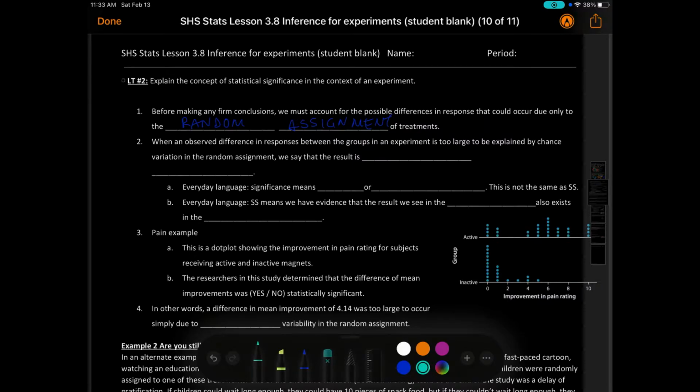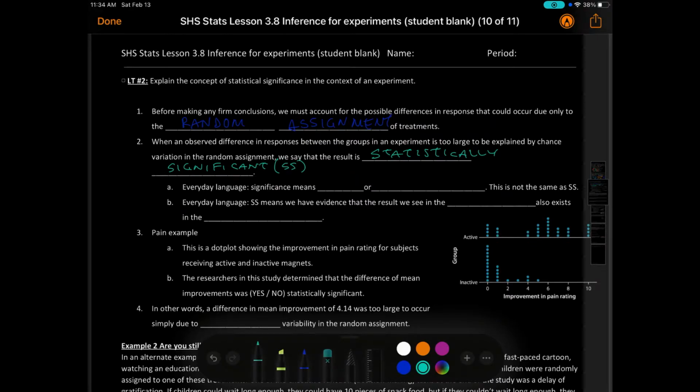2. When the observed difference in responses between the groups in an experiment is too large to be explained by chance variation in the random assignment, we say that the result is statistically significant. So it's not caused by the chance in our random assignment. It's measurable. And we're going to use the abbreviation for our notes, SS.